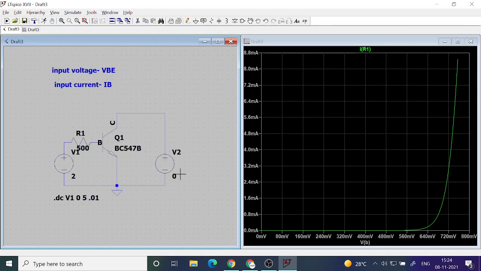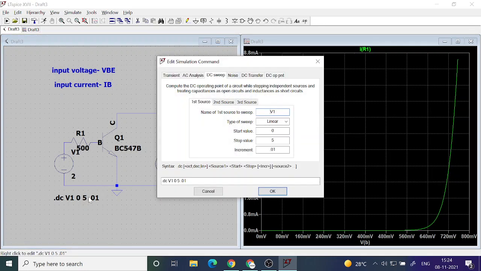Now what I am going to do is, I don't want to keep the output voltage at just one value, but I would like to see the input characteristics for different values of V2. So I need to edit this. I can specify the second source V2. I will vary this linearly, with start value again 0, stop value 10, but I will go in steps of 5 volt. That means 3 curves I will get.